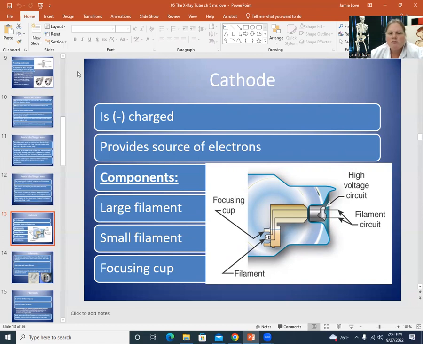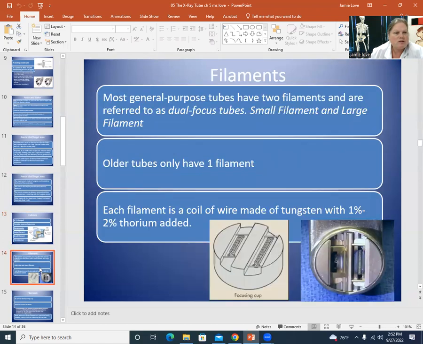We have a large and a small filament, so 2 little wires, coils of wire, the filament. Inside that cathode area, the filaments sit in this thing called the focusing cup. It's a little divot, a dip down area. Here's a picture of it. So most of our tubes have 2 filaments, a small and a large. Some older tubes may only have 1.